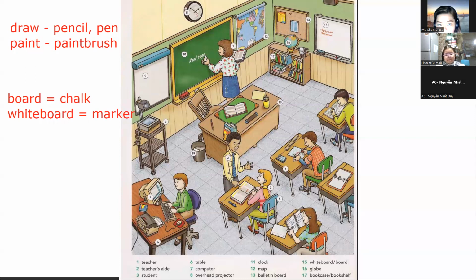Okay, number 16, we have bookcase or bookshelf. Number 16, this one, a globe. Number 17, you read it already, a bookcase or a bookshelf.